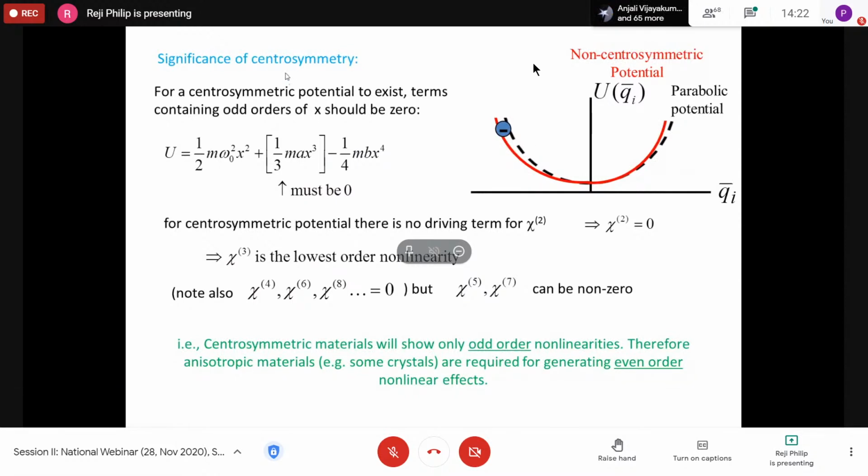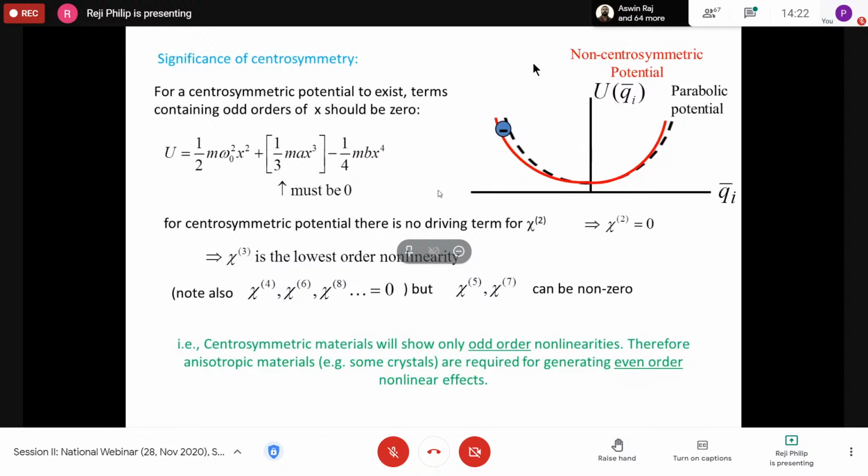So we will look at the significance of centrosymmetry here. Suppose that your potential is centrosymmetric for some reason. The normal reason for having a centrosymmetric potential is that the molecule which you consider has a center of symmetry, like the oxygen molecule. If it has a center of symmetry, then its potential has to be symmetric, and if you have this term, then the potential cannot be symmetric. That is very obvious from this expression and from the picture.